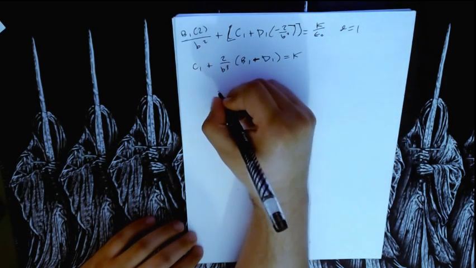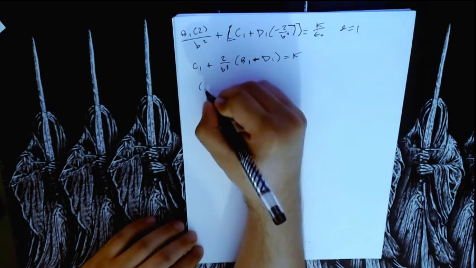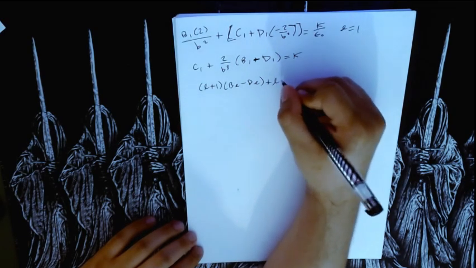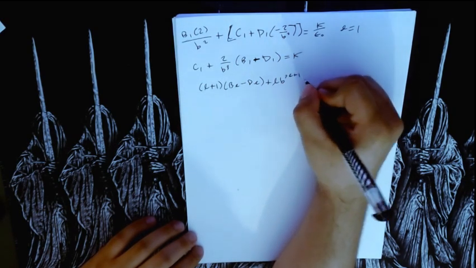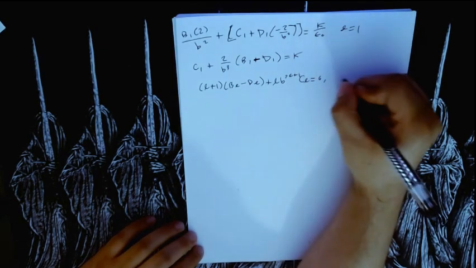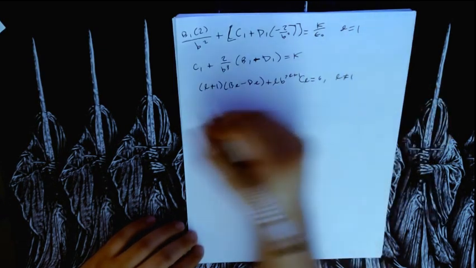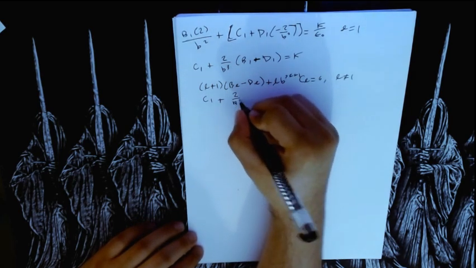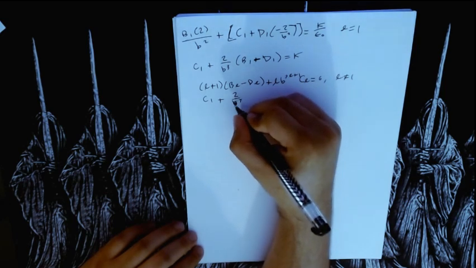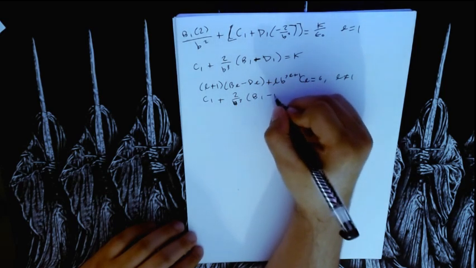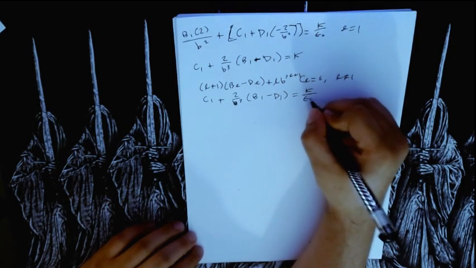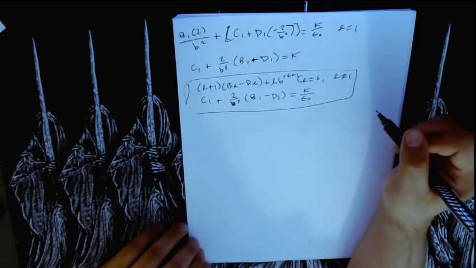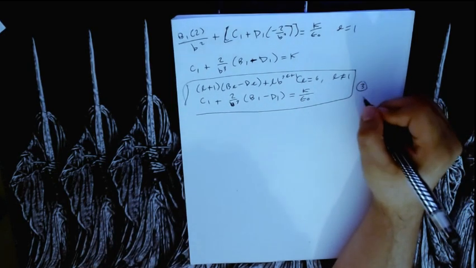Right? We put everything together, then you'll have L plus 1 B sub L minus D sub L plus L B to the 2L plus 1 C sub L equals 0. This is the case when L does not equal 1. And then we have our case when L does equal 1. Then we have C1 plus 2 over B to the third, B1 minus D1. That's equal to K over epsilon naught. Alright. I'll call this 3.